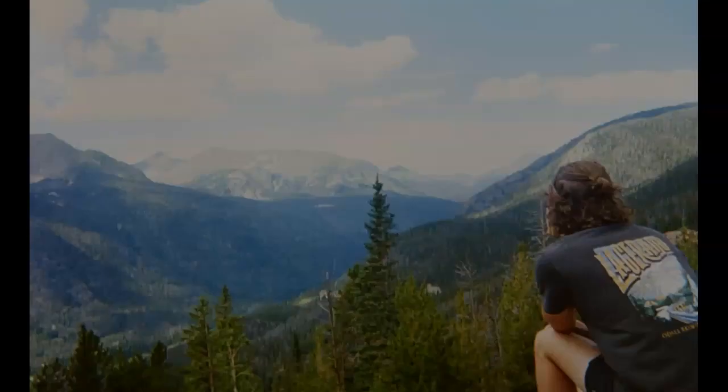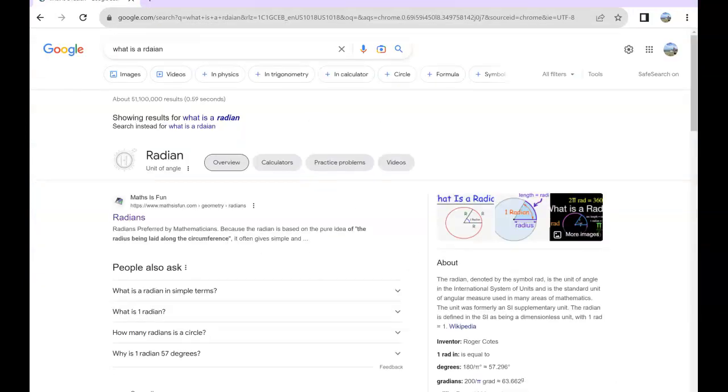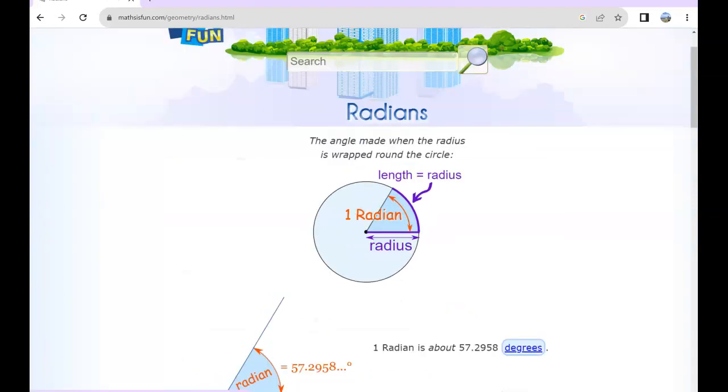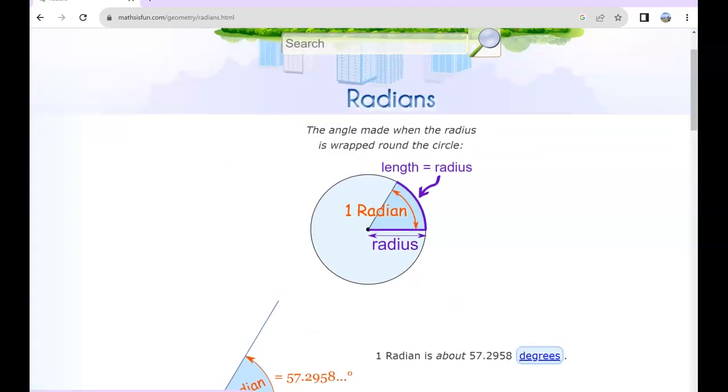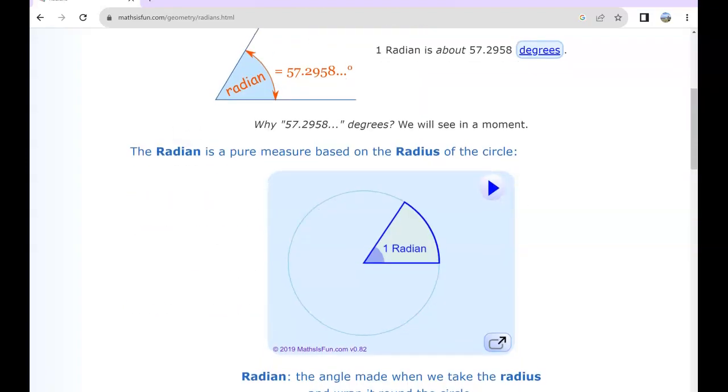So I found this nice little thing online that shows a good visualization of what a radian is. A radian is made when the radius is wrapped around the circle, and then 1 radian is about 57.29 degrees. So this is what we mean when it's wrapped around. We take the length of our radius and wrap it around the outside of our circle, and that's what makes a radian.